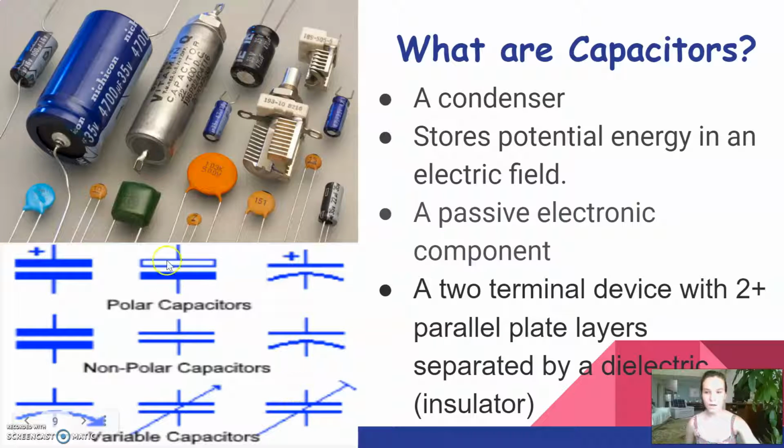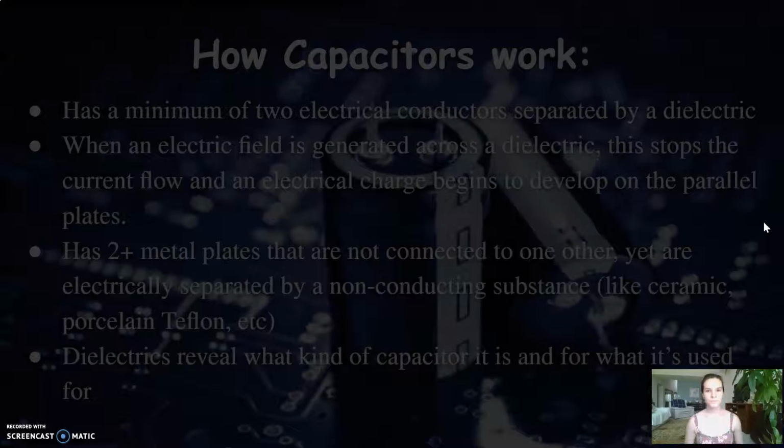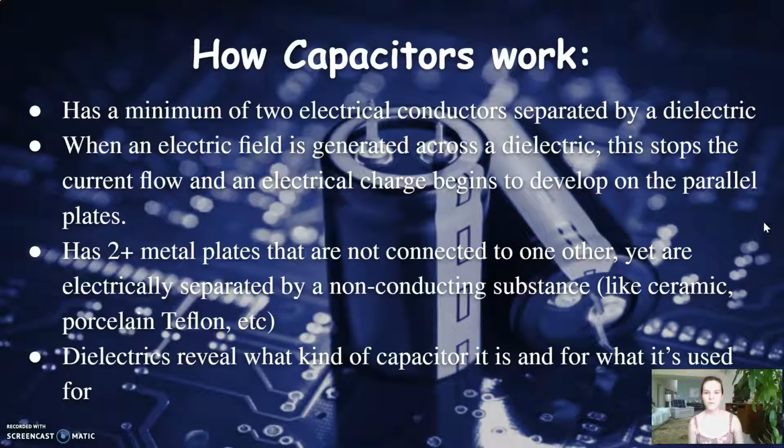Here's an example of the symbols that you find for capacitors. This is the common one that we know because of class. And then how do capacitors work? Well, there are a minimum of two electrical conductors separated by a dielectric, or your insulator. When there is an electric field generated across this dielectric, it stops any current flow and electric charge begins to develop on these two parallel plates.